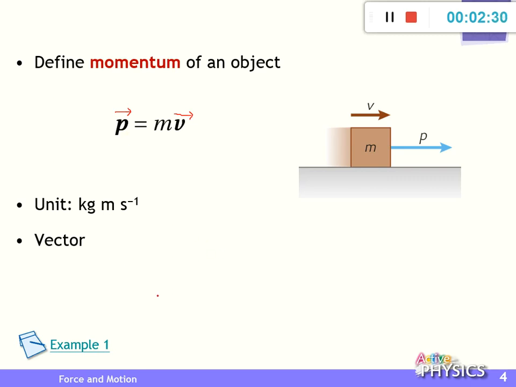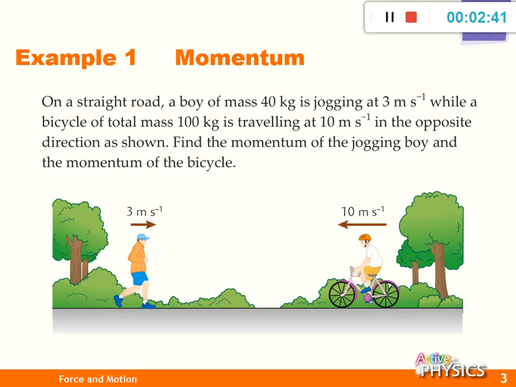Now look at the first example. Okay, example 1. Okay, momentum. Actually, the first example will be very easier one. You just only use the formula, then that's all. But pay attention on the direction of it, because momentum is a vector. Look at the question. This one tells you that the mass and also the speed. Okay, the other one, the mass and the speed, but in opposite direction. Find out the momentum of them.